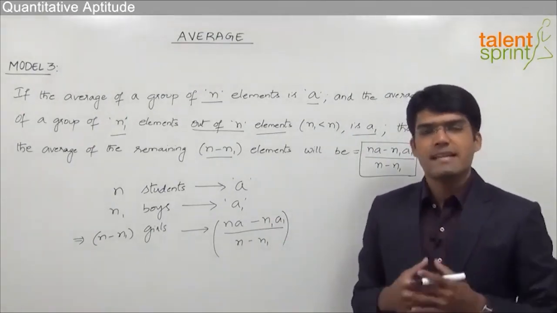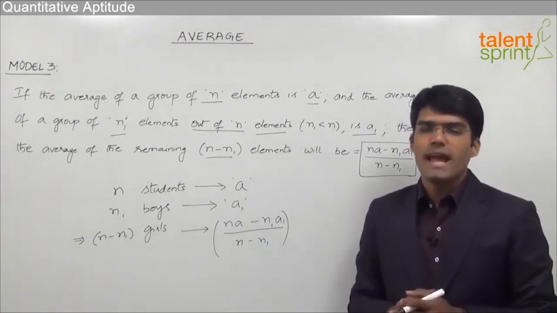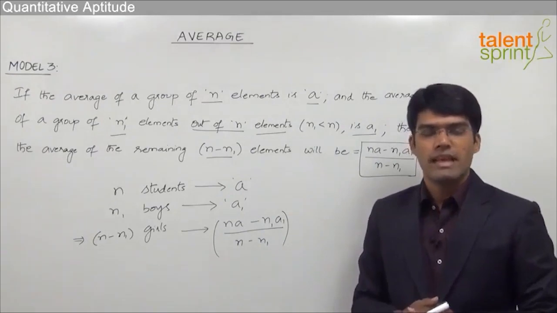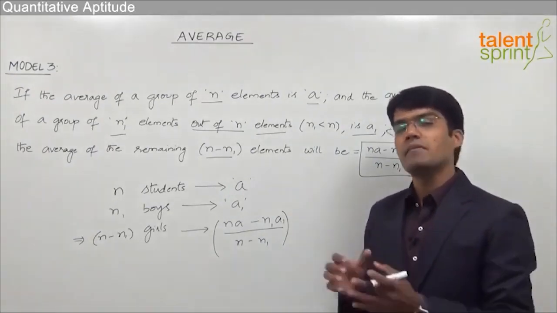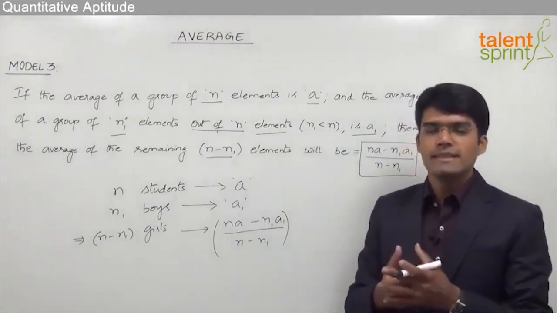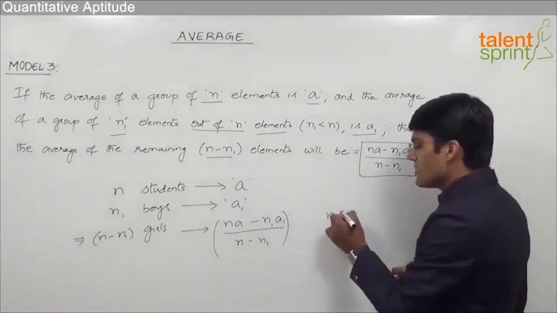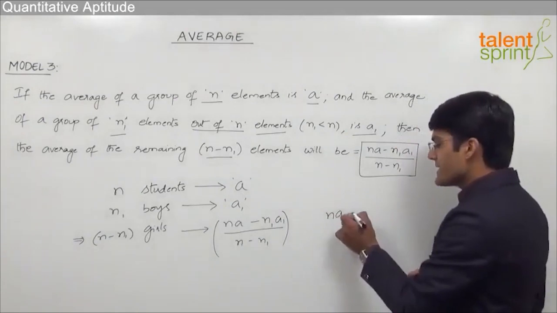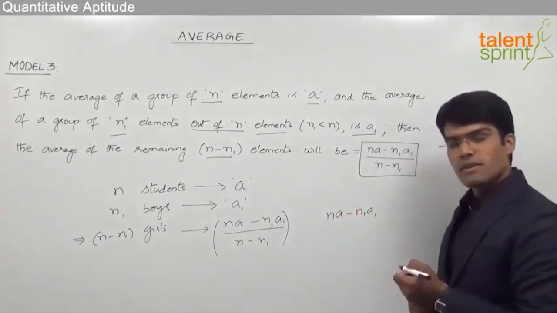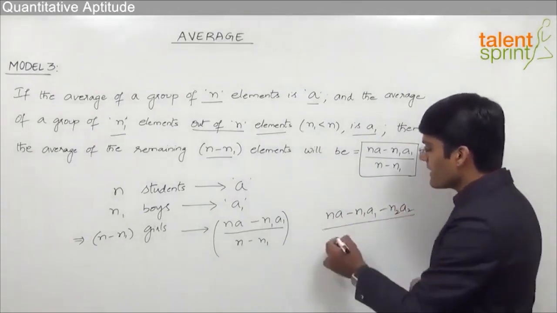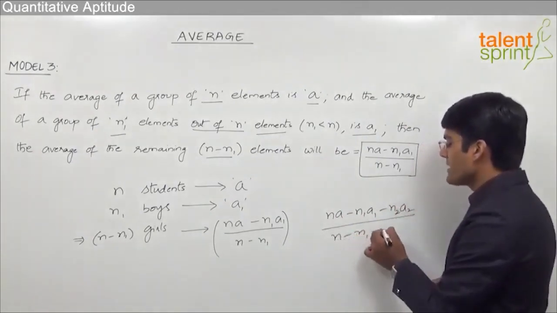In some cases, the average of the whole group is given, and out of that the average of 2 smaller groups is also given, and we are supposed to find out the average of the third group. Even in that case, the same concept is applicable, that is n into A, that is the total of the whole group, minus n1A1, the total of the first group, minus n2A2, the total of the second group, divided by n minus n1 minus n2.